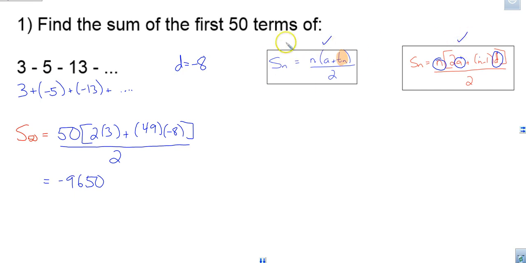Alright, so both of these equations are important to know. You could have used the other equation, like I said, if you use the common difference and the first term, a, which is 3, you would be able to figure out what term 50 is, and then you can use that formula. But this formula is easier to use because you bypass that step that I just described.